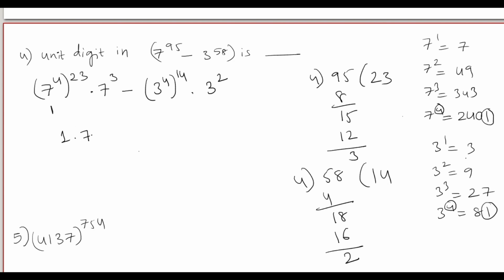Okay, this is 1 multiplied by 7 cube minus 3 power 4, which is 1. 1 power 14 is 1. So 1 multiplied by 3 square. So 7 cube is 343 minus 9, which gives you 334. So the units place is 4. That's how we will be solving the equations.